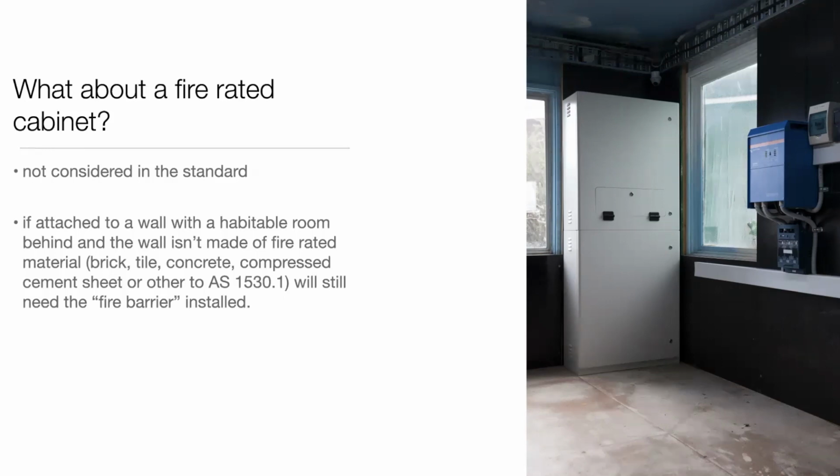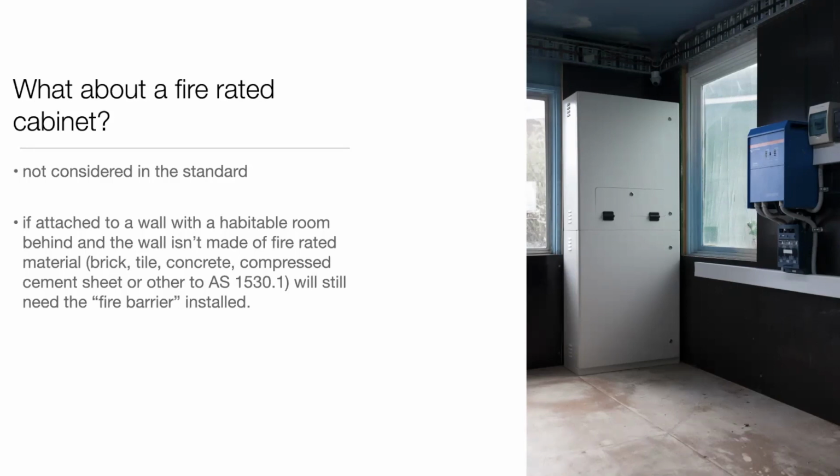Well, the answer is no, because the standard doesn't consider fire-rated cabinets. It only talks about surfaces of the wall. So even though you might have a fire-rated cabinet, you would still have to have protection against the spread of fire behind that cabinet if there was a habitable room behind.